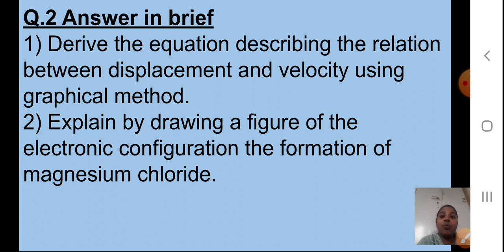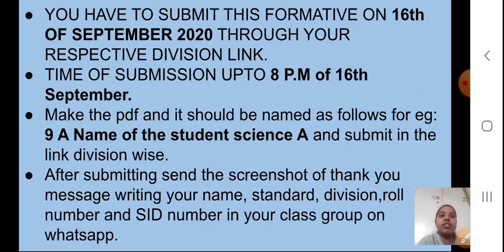Okay, now when you are going to submit this, see here, you have to submit this formative on 16th of September 2020 through your respective division link. Okay, time of submission up to 8 p.m. of 16th September. Make the PDF as you did for your earlier assignment, same way.